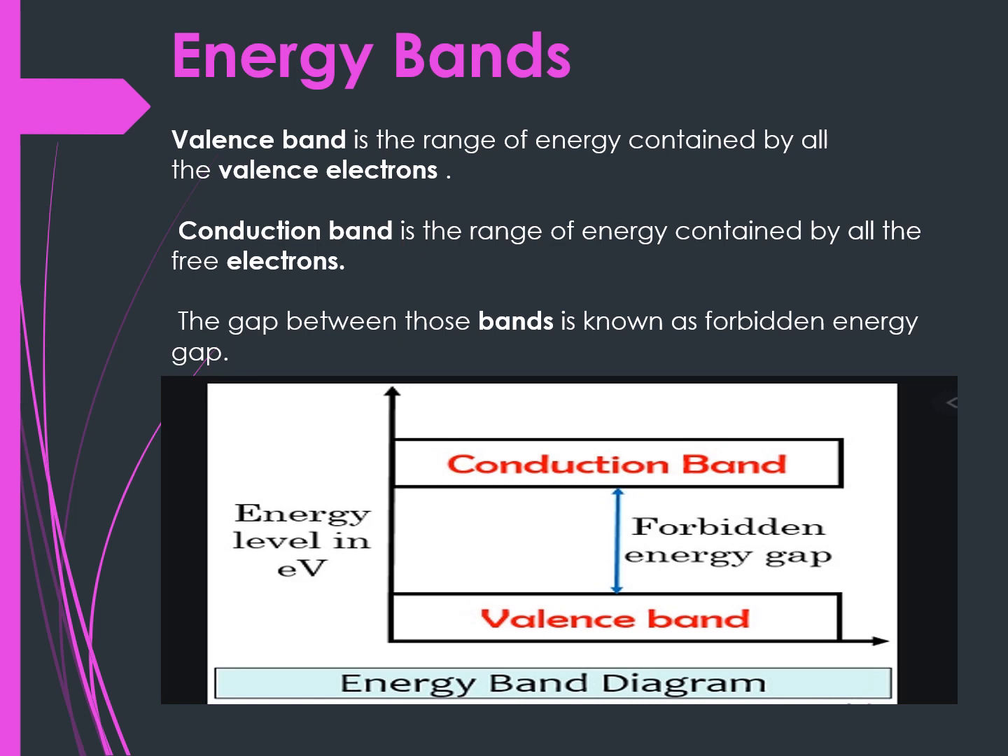And between the bands, there can be a gap or there may not be any gap. There can be a situation where the valence band and the conduction band are overlapping each other. If there is a gap between the valence band and conduction band, that is known as the forbidden energy gap. The region between the conduction band and the valence band is called a forbidden gap or forbidden energy gap.